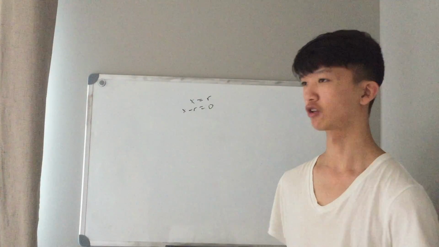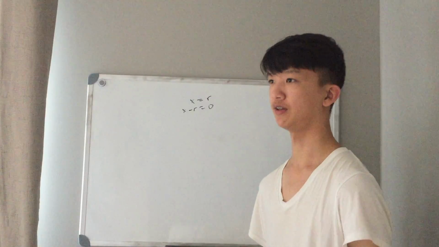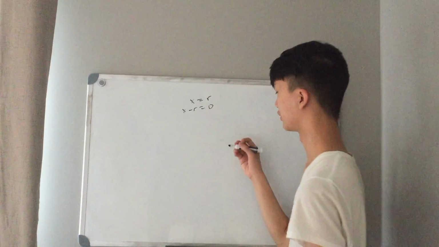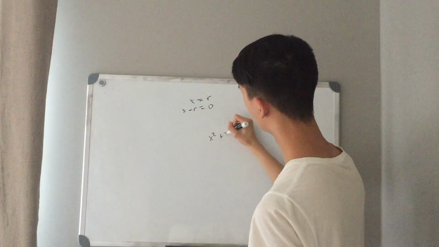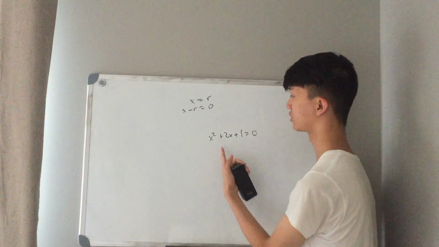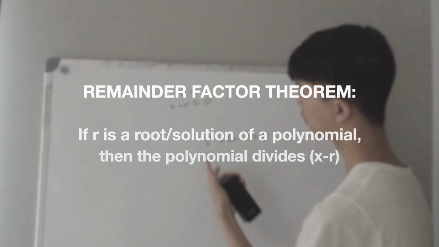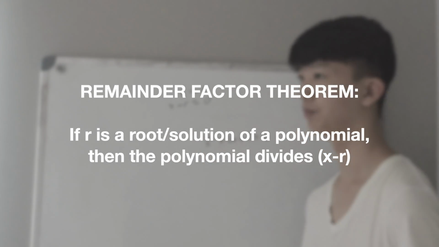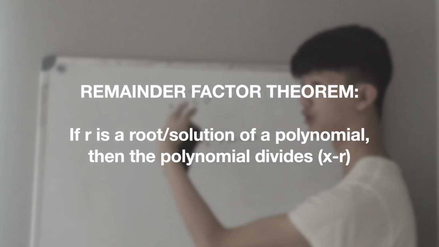Now, this is when the remainder factor theorem comes in. Because given an equation, for example, I'm going to use x squared plus 2x plus 1 is equal to 0. If some value r works as x, then this equation is divisible by x minus r, or r is a root of this equation.